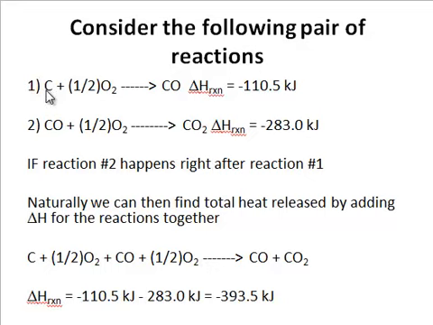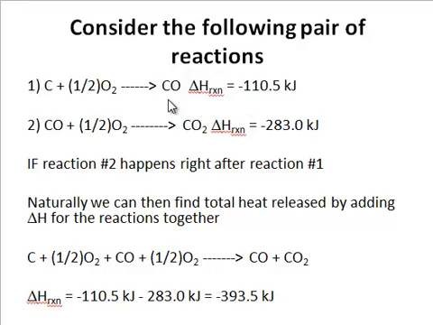We could take a chunk of charcoal and react it with half a mole of O2 and produce a mole of carbon dioxide. By the way, in heat chemistry, we often see stoichiometric coefficients that are fractions, which don't appear anywhere else. The heat of reaction is negative 110.5 kilojoules. It's exothermic, what you expect for burning charcoal. The heat comes off.